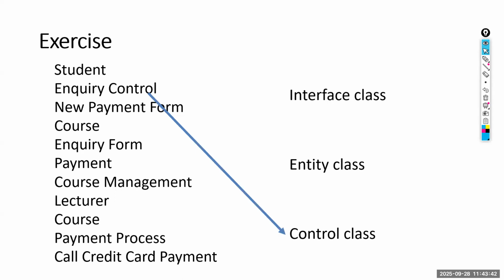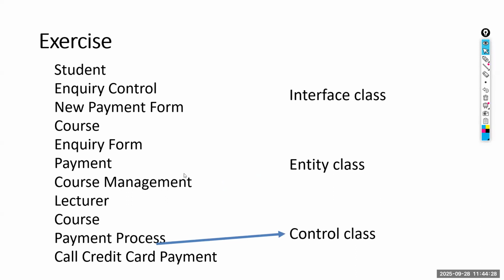New payment form. Interface. Here interface means user interface or system interface. Course, entity class. Inquiry form, again interface. Payment, entity. Course management, control. That is a control, right? Managing. Lecturer, entity. Course, entity. Payment process, control. It's a controller.